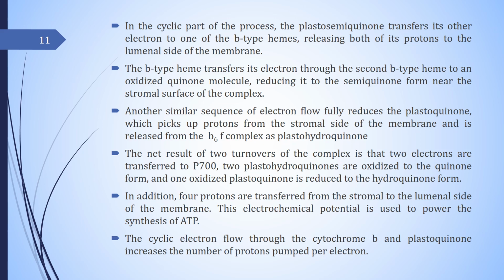By this mechanism, electron flow connecting the acceptor side of the PS2 reaction center to the donor side of the PS1 reaction center also gives rise to an electrochemical potential across the membrane, due in part to the hydrogen ion concentration differences on the two sides of the membrane, and this electrochemical potential is used to power the synthesis of ATP. The cyclic electron flow through the cytochrome b and plastoquinone increases the number of protons pumped per electron beyond what could be achieved in a strictly linear sequence.